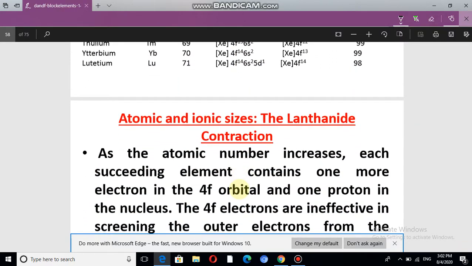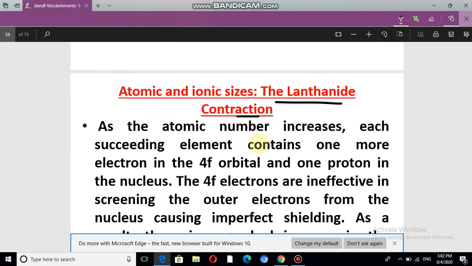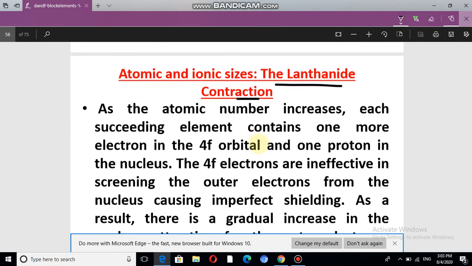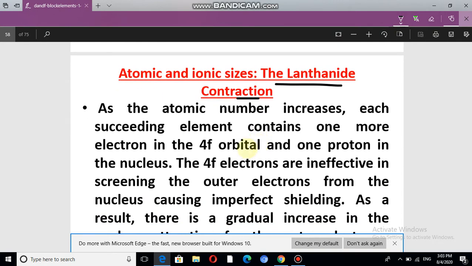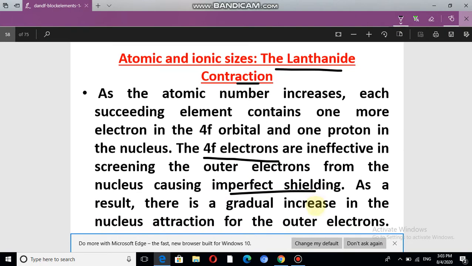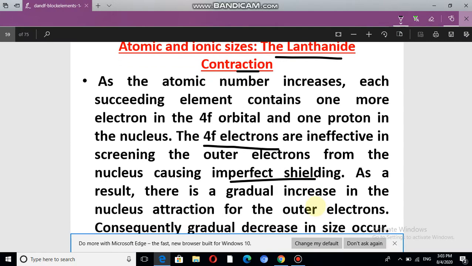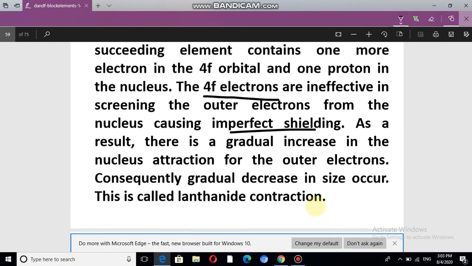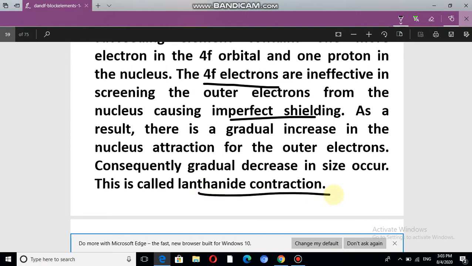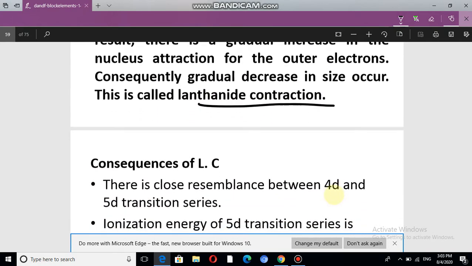Now talking about sizes and one important concept, lanthanoid contraction. You have named it earlier in the previous chapter also, in the transition elements. As we move across the lanthanoids, the size decreases. It is due to the ineffective shielding of the 4f electrons. The 4f electrons have imperfect shielding, so they cannot shield the charge effectively. So the size gradually decreases, and this phenomenon is known as lanthanoid contraction.